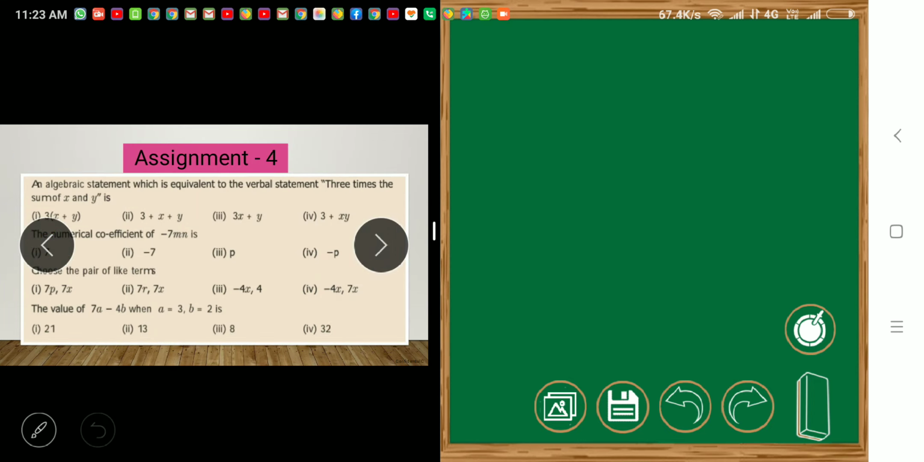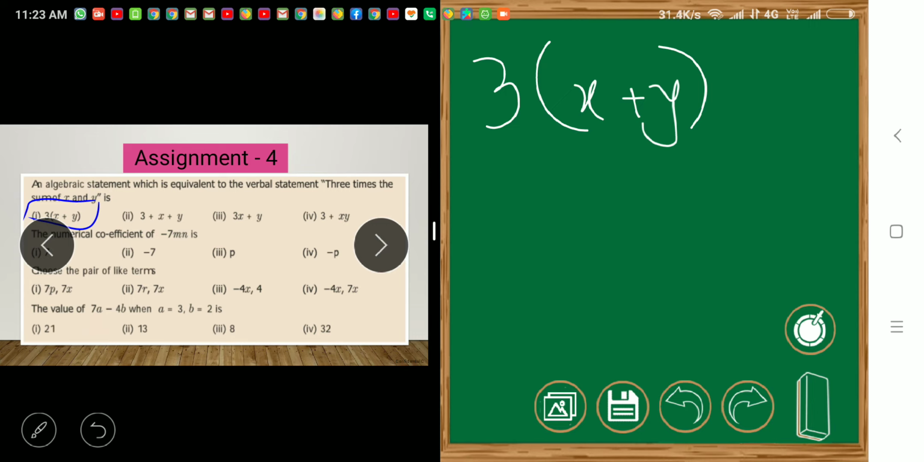This is your assignment. An algebraic statement which is equivalent to the verbal statement: 3 times the sum of. Could you remember we have done this type of question? 3 times means 3, sum of what? X and y. This is how we need to write it. Right, where we have this option, yes, the first one is the correct answer. Okay, next one, the numerical coefficient of minus 7mn. In this, which is the numerical coefficient? Minus 7. So here we have the answer.